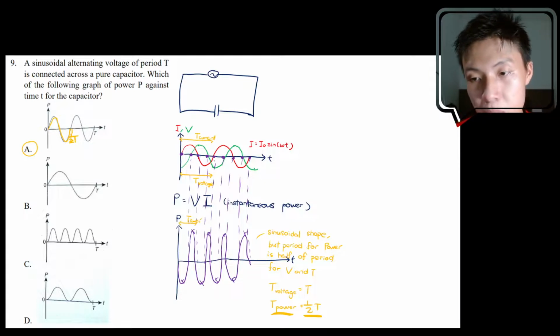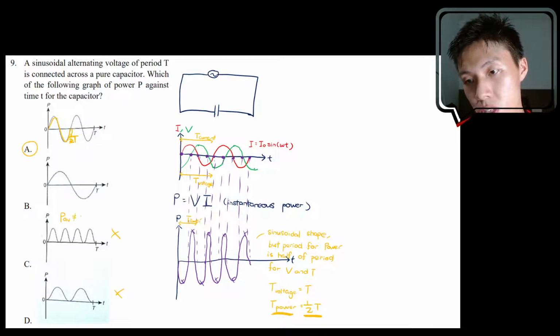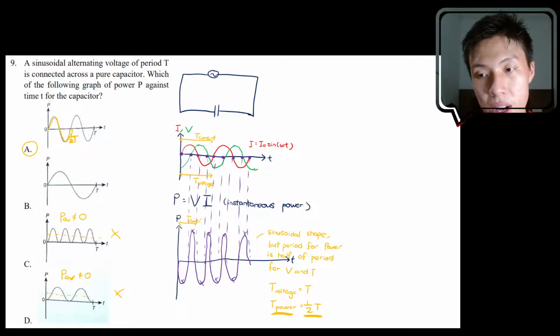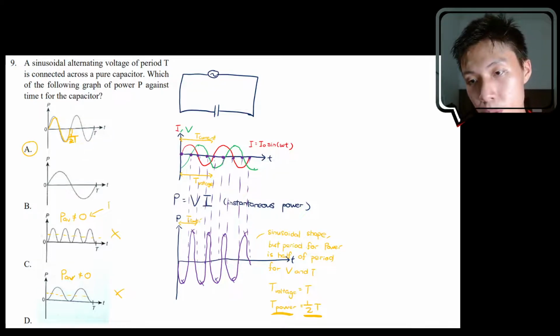Okay. Immediately you can say C and D are wrong because for C and D here, the P average will not be equal to 0. It will be equal to somewhere near the middle. Okay, so if P average is not equal to 0, then it's very likely that it's a pure C or L or an RC or an RL or an RCL circuit.